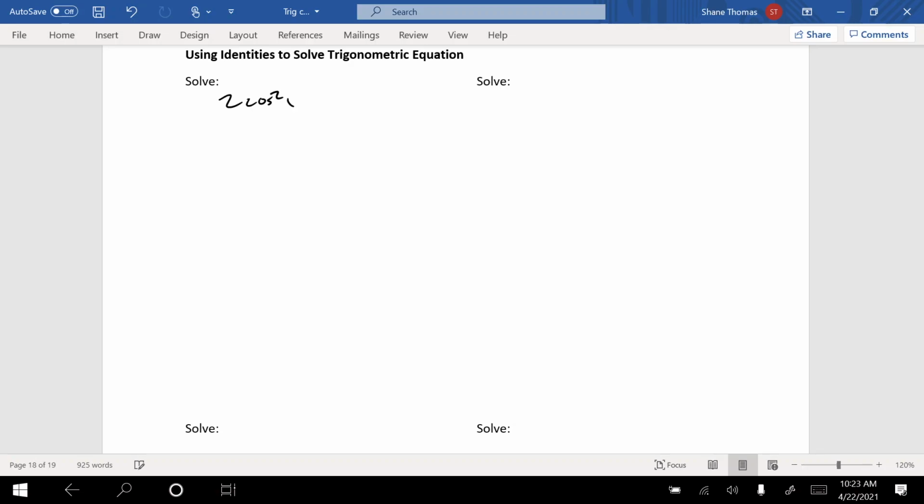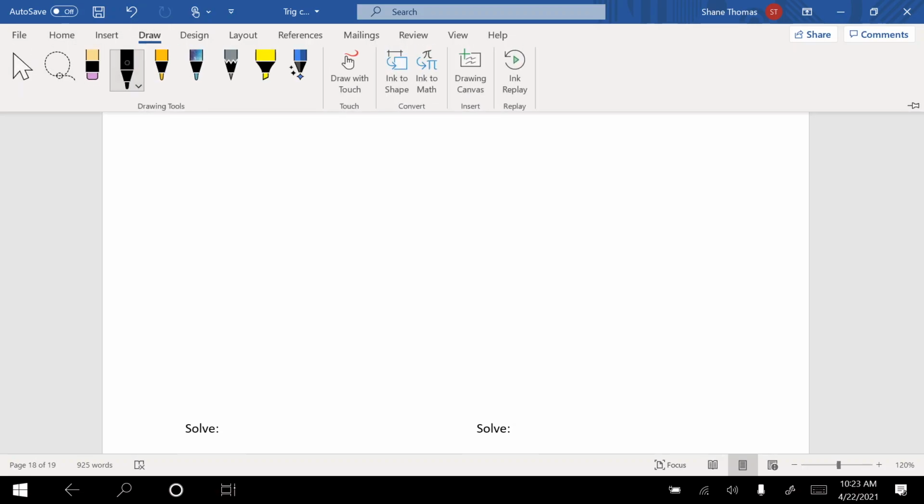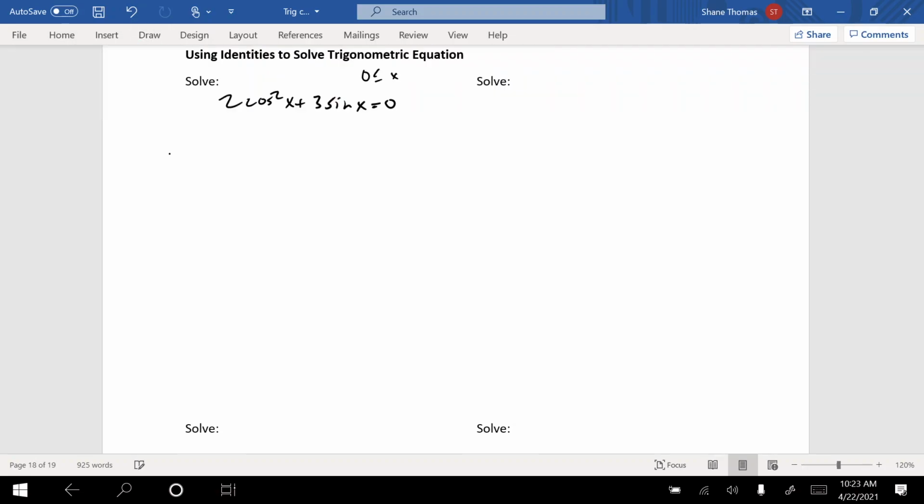We have 2 cosine squared of x plus 3 sine of x equals 0. And we're going to have the same restriction: 0 less than or equal to x, less than, not less than or equal to, just less than 2 pi. I always want to put that equal to with the 2 pi. But all right, so looking at this one, cosine squared of x plus sine of x.